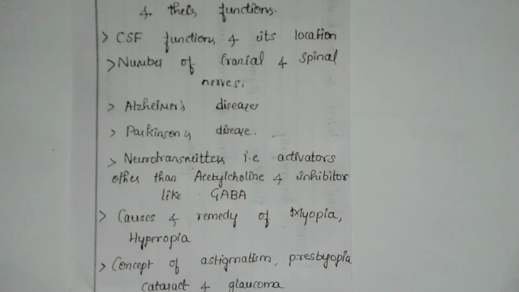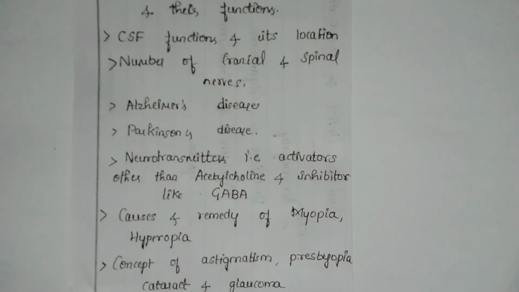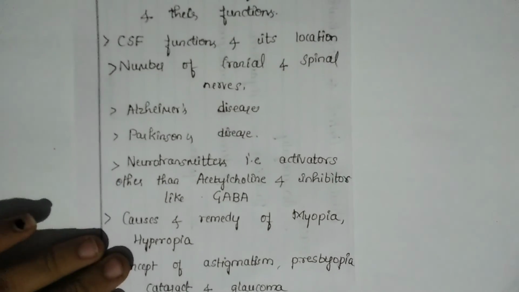and the remedy of myopia, hyperopia, concept of astigmatism, presbyopia, cataract, and glaucoma, and last, chemical control and coordination. Diseases we have to learn: acromegaly, dwarfism, gigantism, myxedema, and cretinism, and goitre. In detail study, we have to learn.